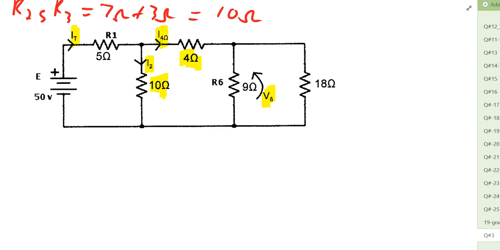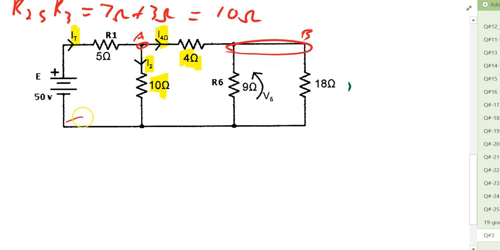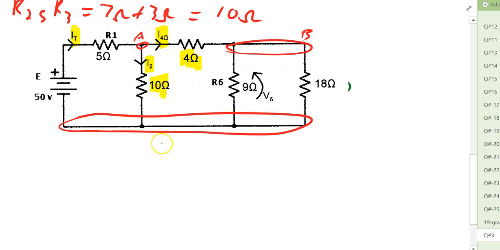Now, we continue our analysis by identifying resistors that are in series and parallel. Well, these two here are in parallel. Now remember the nodes that we had: node A, node B, and now at the bottom all the way across there would be node C.